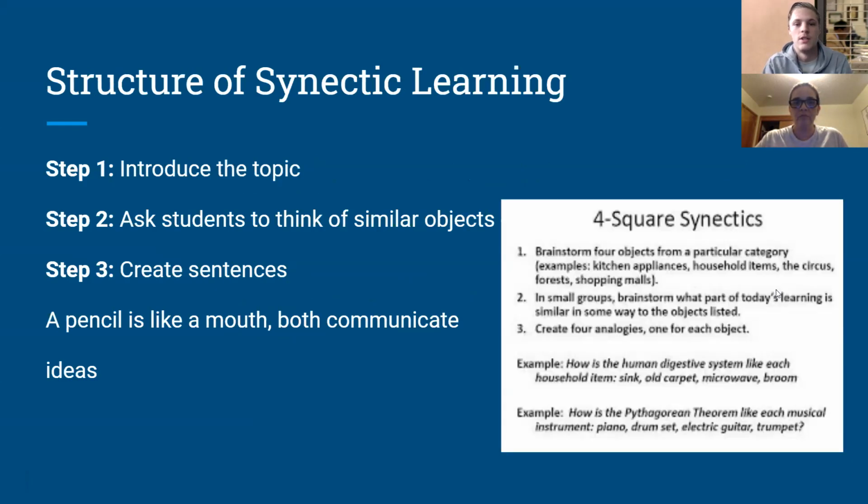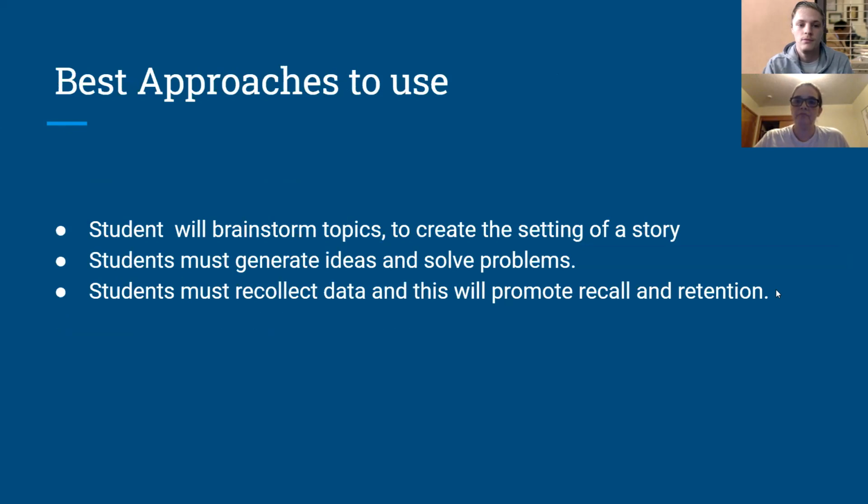So the structure of Synectic learning. Step one, you introduce the topic. And you can see in our little picture what that consists of. Step two, ask the students to think of similar objects. And step three, create sentences. So our example is a pencil is like a mouth. Both communicate ideas. So that's relating the two objects and ideas together.